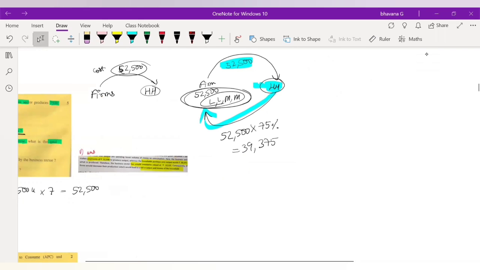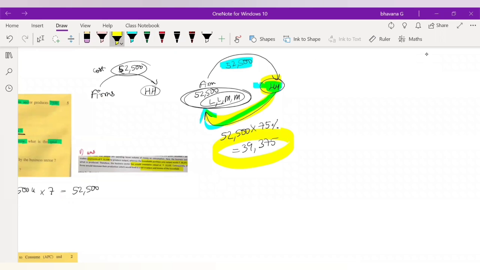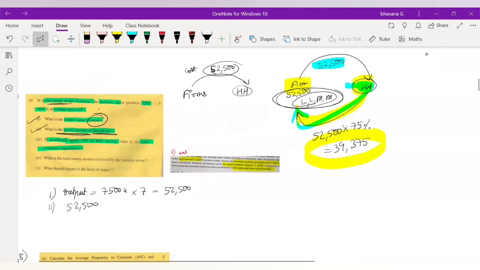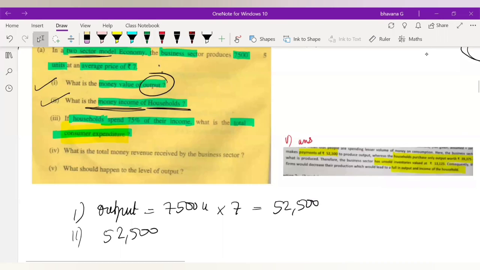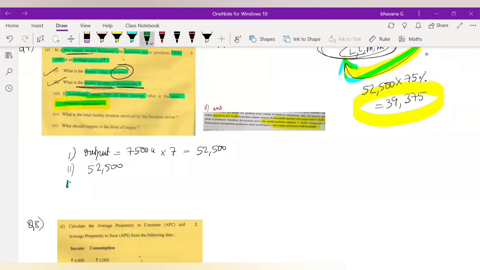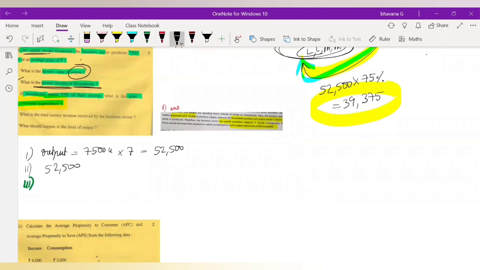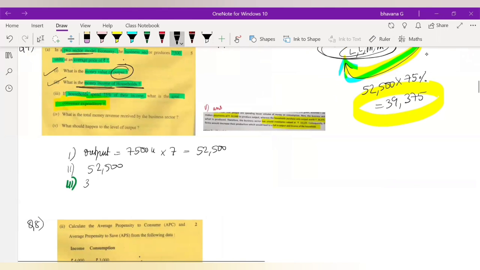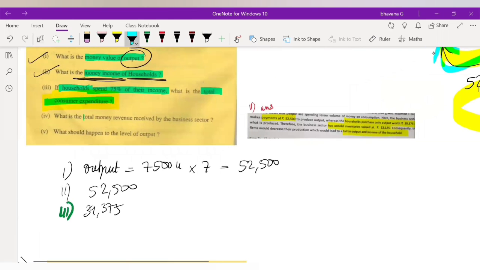75% of 52,500 is 39,375. So here what they tell you is, 39,375 is what households are going to spend in the firm again. So what is the consumption expenditure that we have found out? So households' consumption expenditure is 75%, that is nothing but 39,375. Okay.